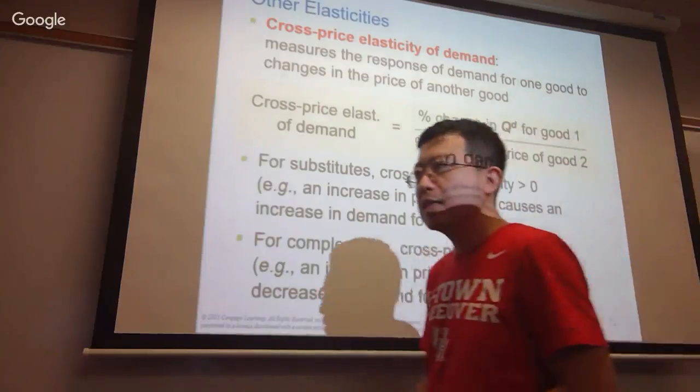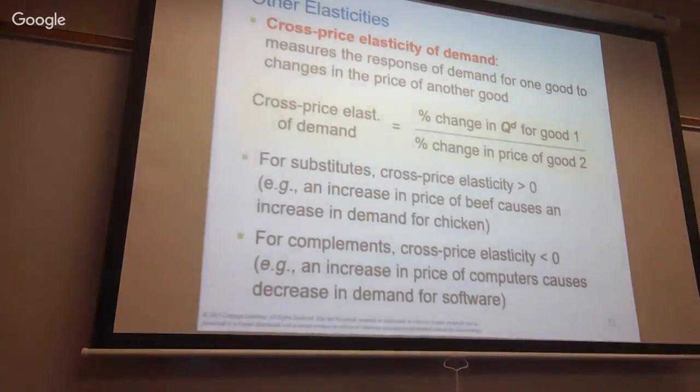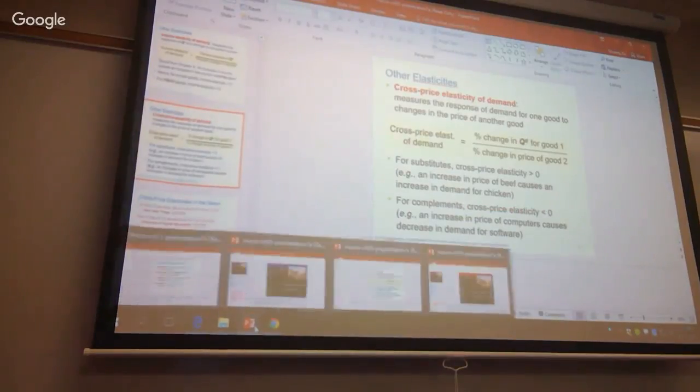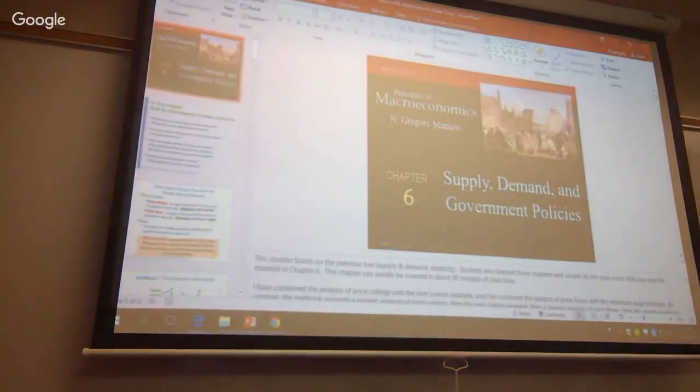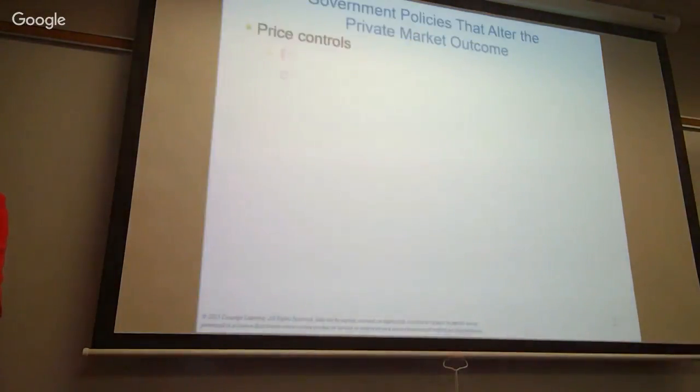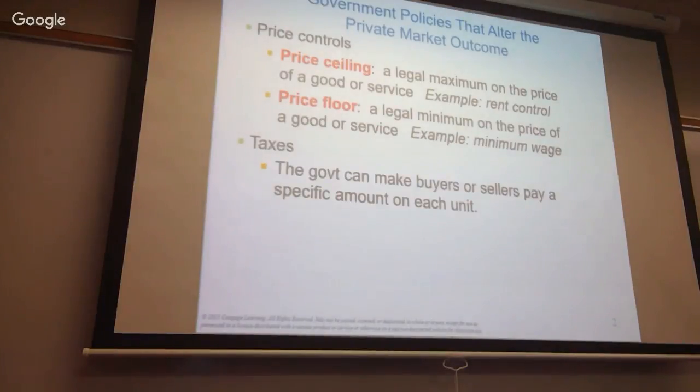All right, and then next, let's talk about chapter 6. We have 15 minutes. Chapter 6 is supply, demand, and government policies. We're going to learn what is called price control, and also taxes.